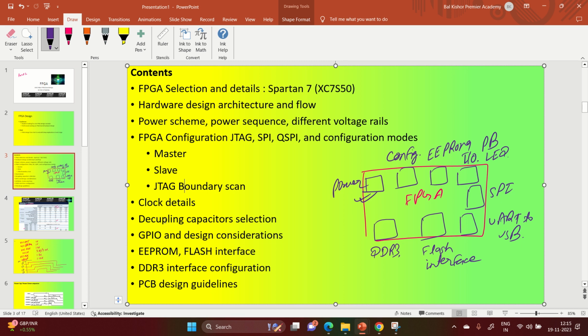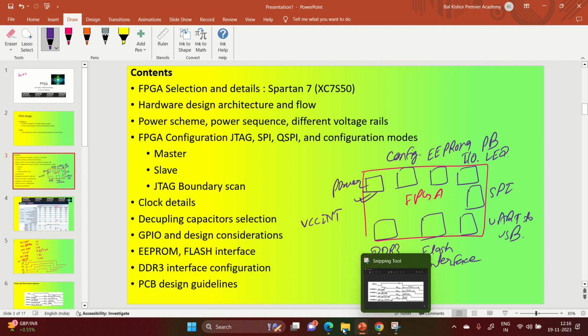Then decoupling capacitor selections, like suppose all those power pins are there like VCCINT, auxiliary, block RAM, ADC, all those power rails are there, right? So what are the decoupling capacitors that you should be giving to them? Then GPIOs and their design considerations, where they should be left out or all these things. And as I mentioned already, the different interfaces of memory devices and all those things. At last, we will see PCB design guidelines. So these are the things we will be covering. So let's proceed.